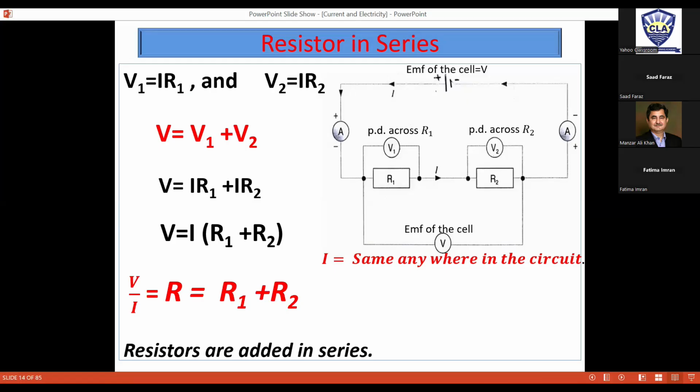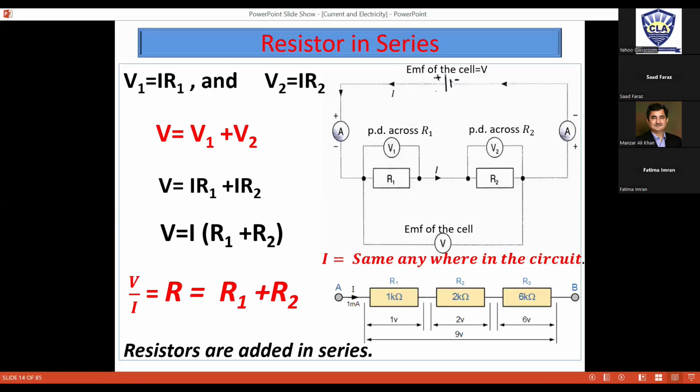So this is resistors in series. If we have three resistors, 1, 2, and 6 ohms, they all have same current. For example, the first resistor has a voltage of 1 volt, the second has 2 volts, the third, with resistance 6 ohms, has 6 volts. If we add them up, it will be the EMF of the cell. So resistors in series are simply added and their voltages also sum up to be the EMF of the cell.